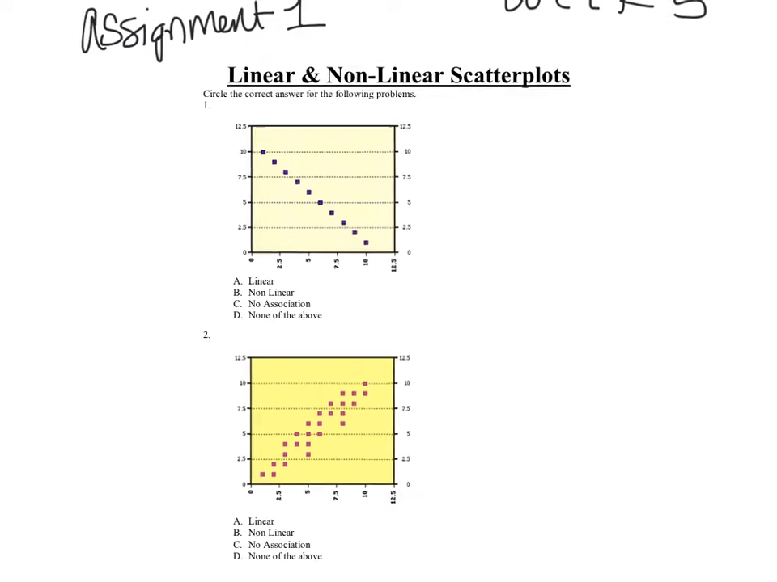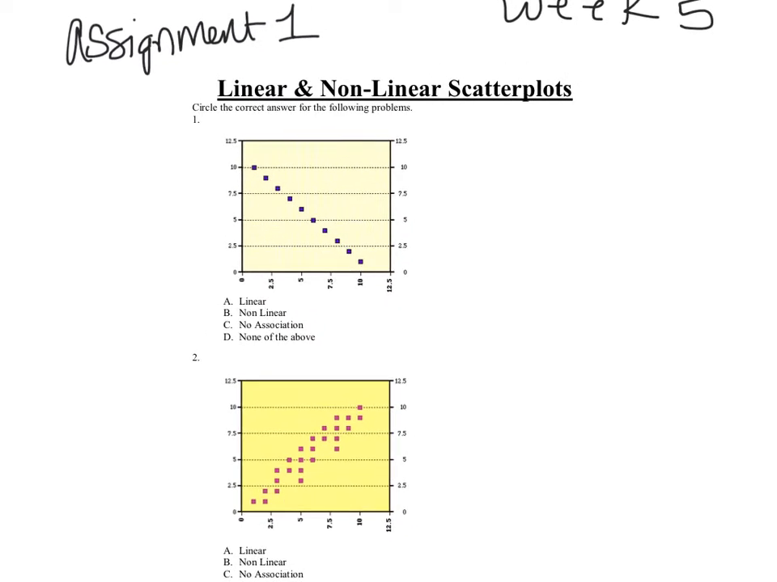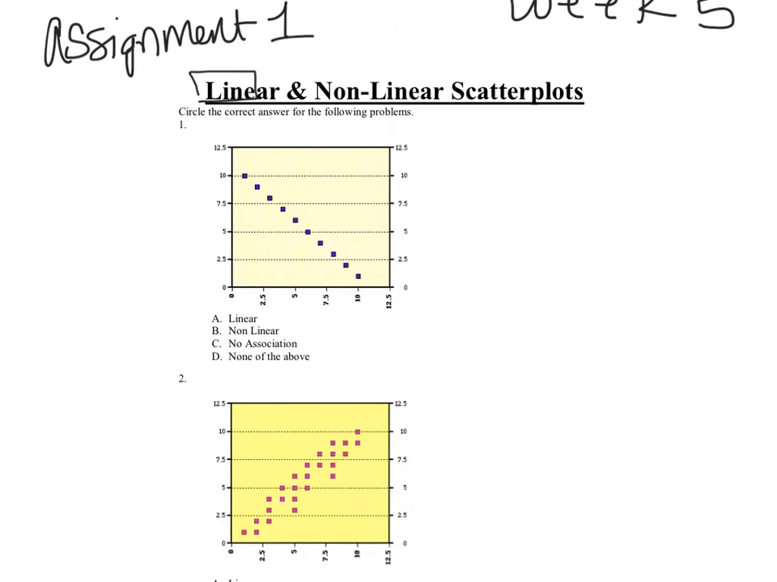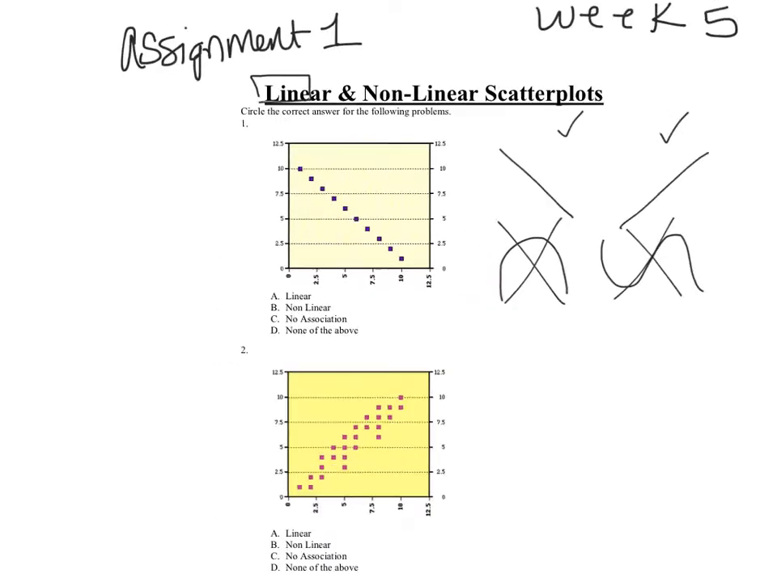So linear and nonlinear scatter plots is the first part of it, and literally what you are looking for is in the word linear. So you're looking for a straight line. Even if the dots are kind of scattered like on number 2, if you could draw a straight line through them, it doesn't matter if it looks like this or like this. If you could draw a straight line, not like this, that's not straight, then it's linear, okay?